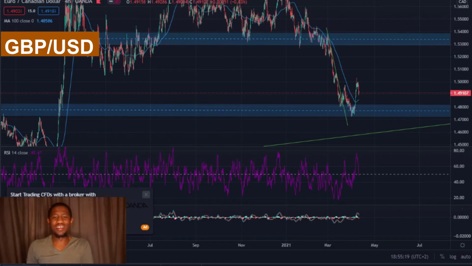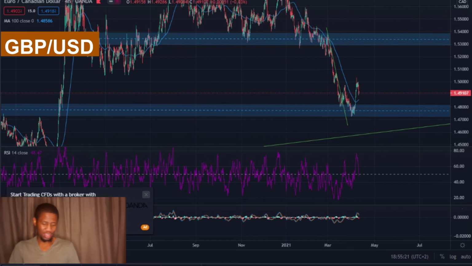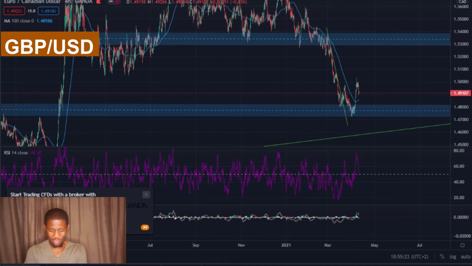So now, I saved the last two, the last two that I believe are the best opportunities. Looking at GBP, we'll start off with that. This is my second best trade that I look forward to.